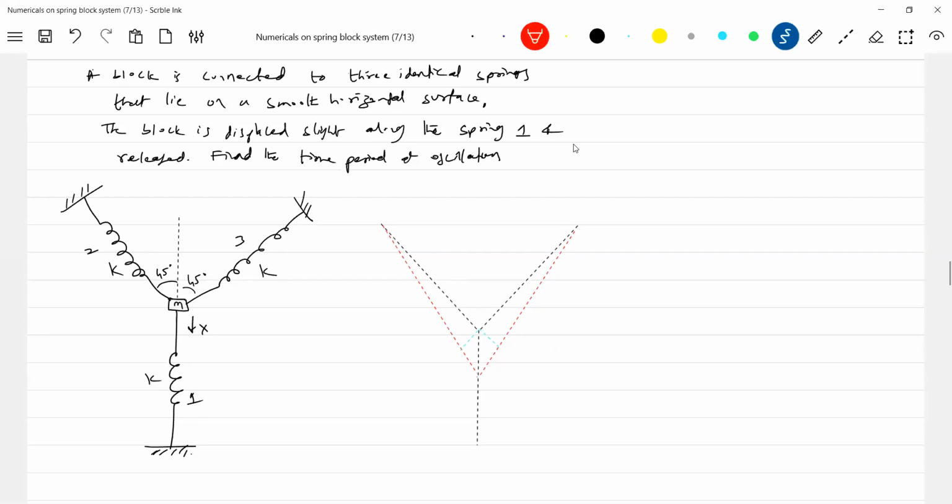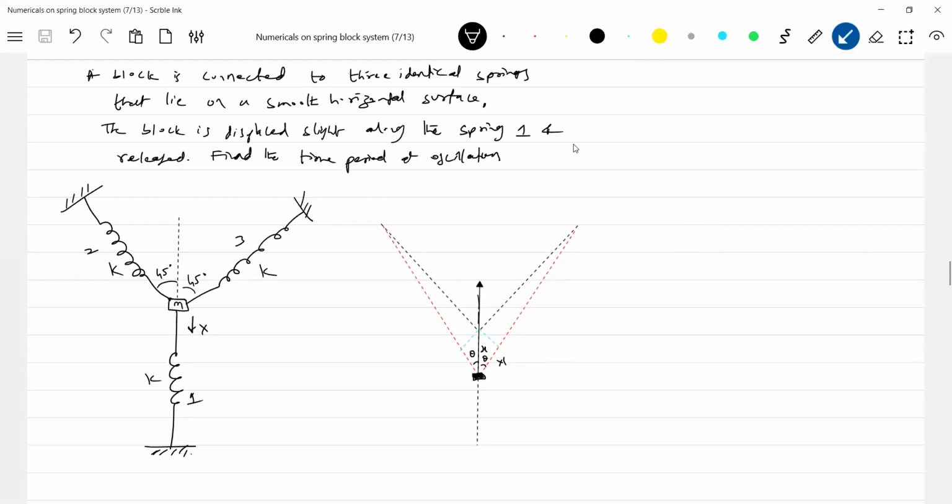So x is the displacement. Then x dash is what it will be. Then what is this angle? Theta. So what is theta? Theta should be 45. Still it remains 45 only, as it is slightly pushed here. Then what happens to the block? The block is here. What are the forces it will be experiencing? I'll show by arrows. These are very important.